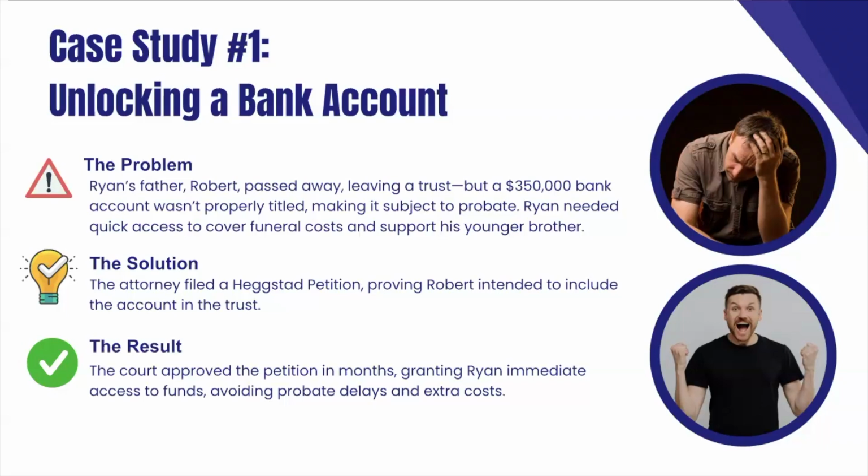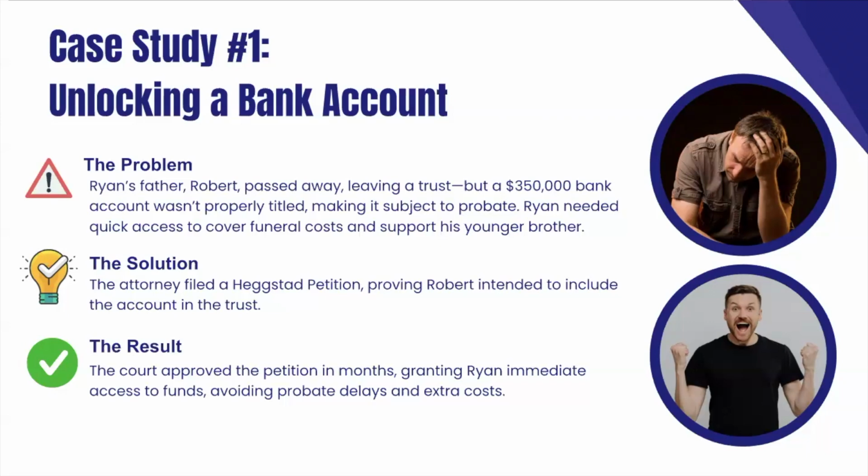So instead of doing an 18-month probate, we do a Heggstad petition. We do a super Heggstad petition, and in just a couple weeks, we get that order that Robert, who died, intended this bank account to be in his trust. And so now Ryan, who's the trustee, is able to have access to that bank account. Because he's got the order, he can go to the bank and say, here, unfreeze the account, which they will, and now he's got access to 350,000. He only had to wait a couple weeks.